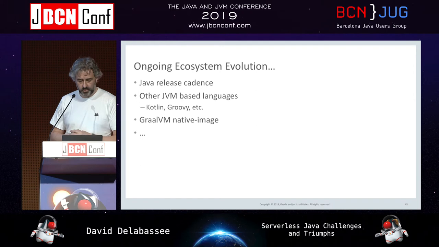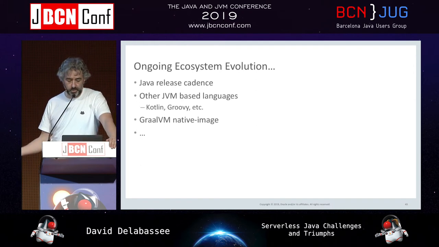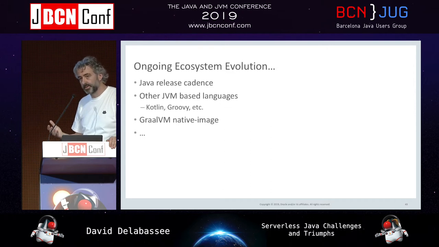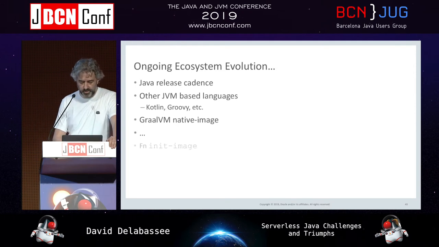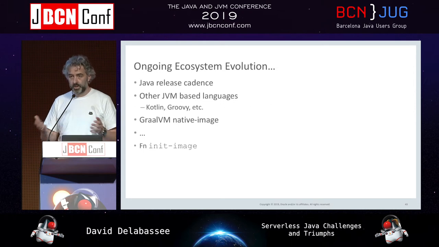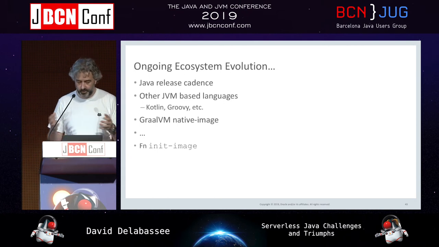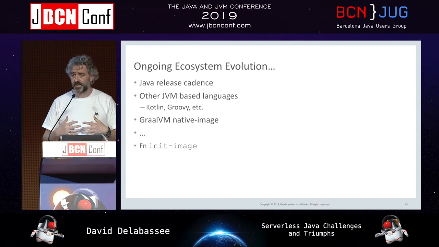Now let's quickly talk about the JVM ecosystem that we're living in. So you know that every 6 months we have a new Java release. There's Java the language, but there's also Kotlin, Groovy, Scala, and so on. And then there are adjacent projects such as GraalVM. So that's something that we wanted to address within Fn. So we have this capability, which is init image, where basically we have the ability to easily add support for a new language. That's something that you can use to add support for languages that are not supported by the platform, like .NET. Someone from the community has added support for .NET. And that's something that we're using on our side to also cope with the Java ecosystem.